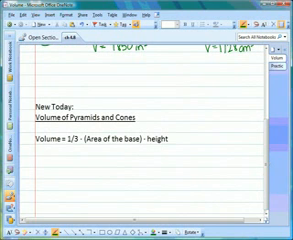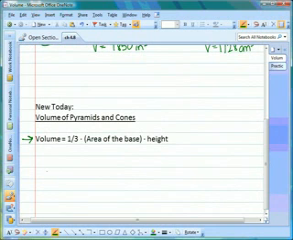So when we find the volume of a pyramid or cone, we're going to use this formula right here. Volume equals 1/3 times area of the base times height. Now again, we're looking at area of the base. So we always have to look at the base, see what polygon it is, and then go from there to use the proper formula to be able to find our answer.